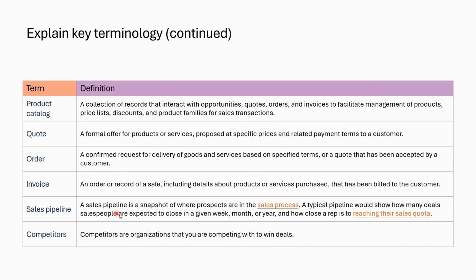The sales pipeline will be like a snapshot of your prospects in the sales process. Typically, a pipeline would show how many deals there are. Competitors are, for example, if you are going with the insurance sector, Star Health Insurance, Niva Bupa, and Care Health Insurance are some of the competitors we have, and according to that we can establish as well. Okay, this is how the sales process will be. These are all the key terminologies.